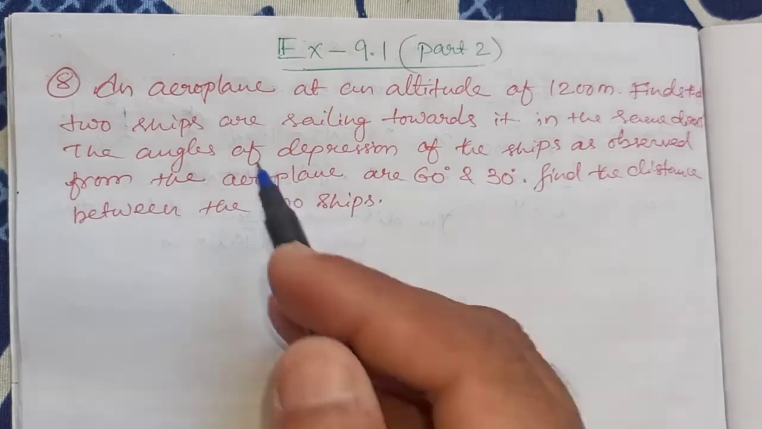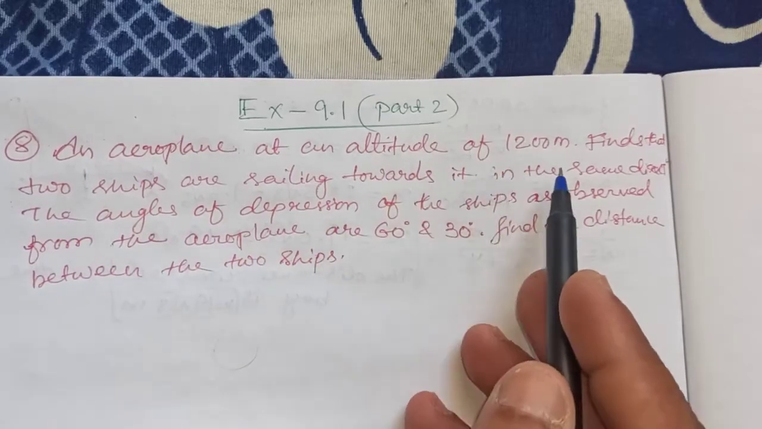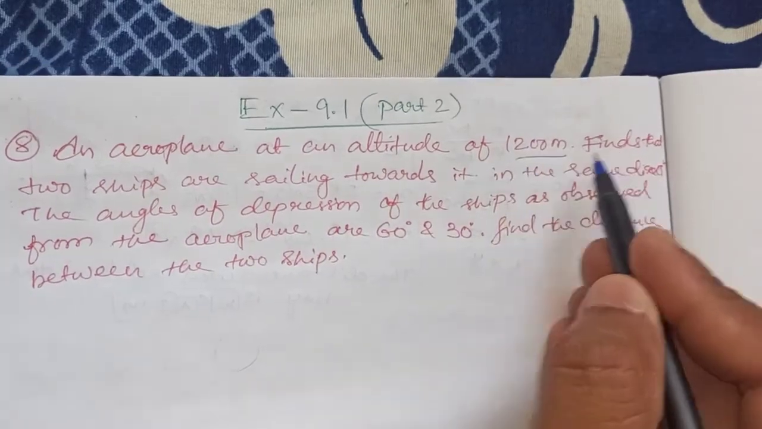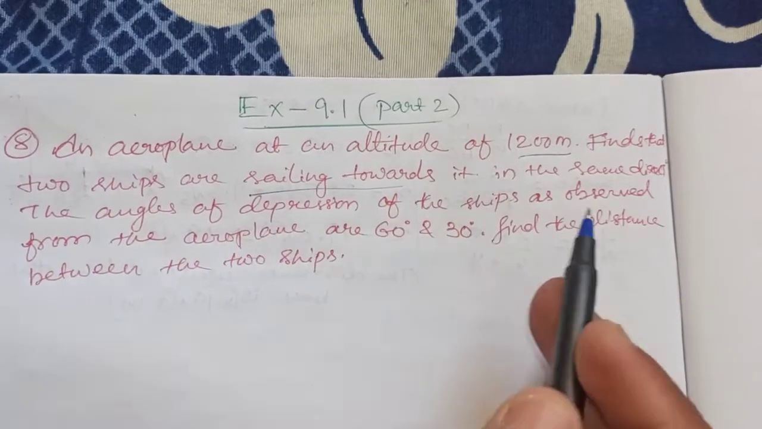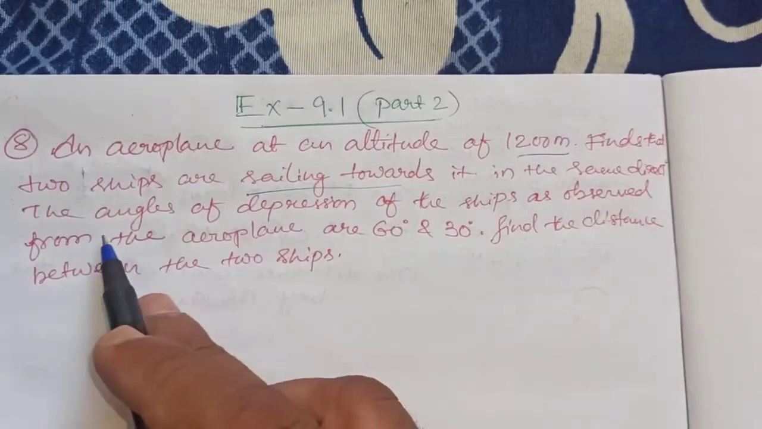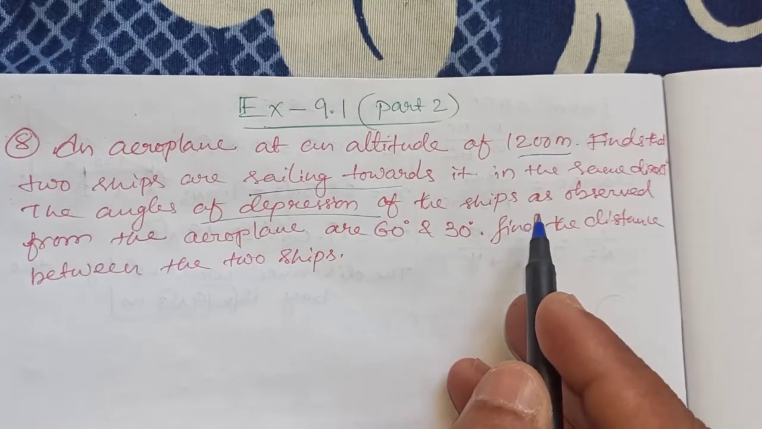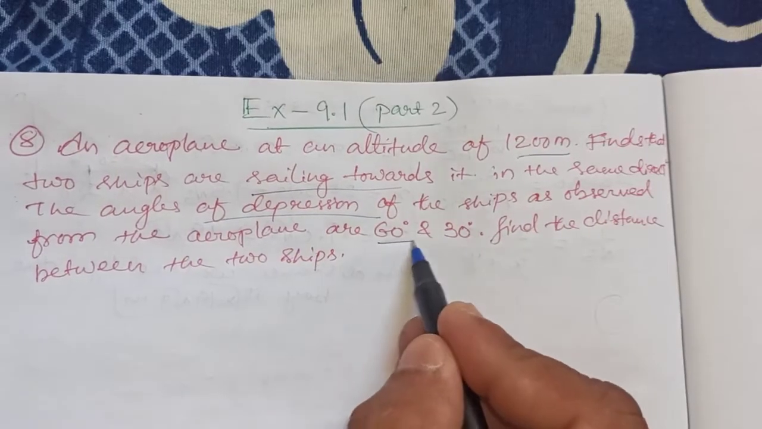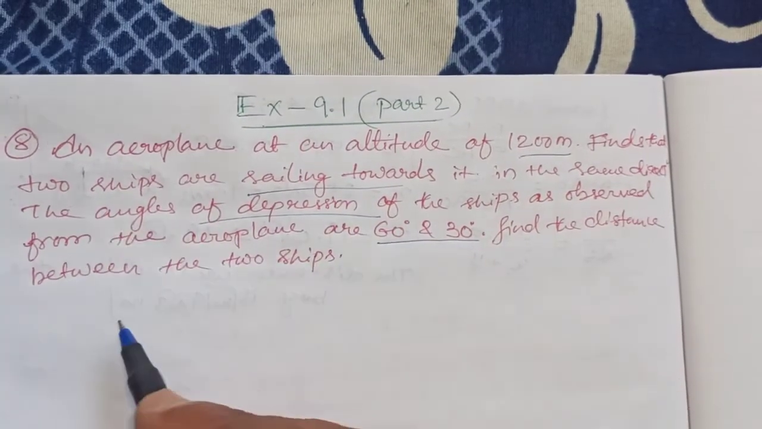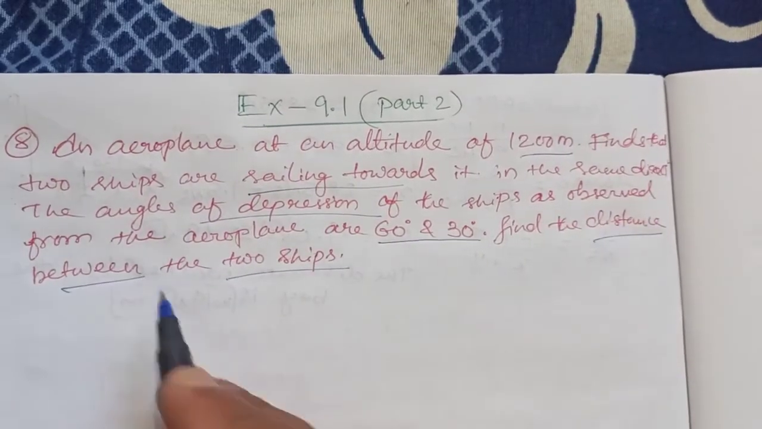In question number 8 it is given: an aeroplane at an altitude, means height, of 1200 meter finds that two ships are sailing towards it in the same direction. The angles of depression of the ships observed from the aeroplane are 60 degree and 30 degree. Find the distance between the two ships. Okay, we have to find the distance between the two ships.